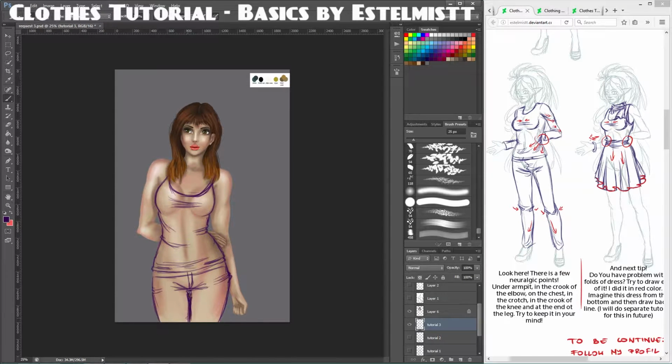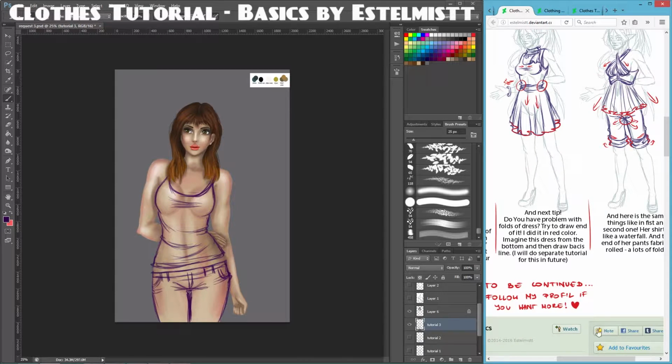The cons are there are no male clothes examples. I didn't need them, but if someone wants a more comprehensive view on how fabric falls on the male body, it is not this one.